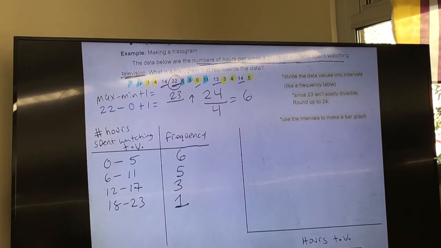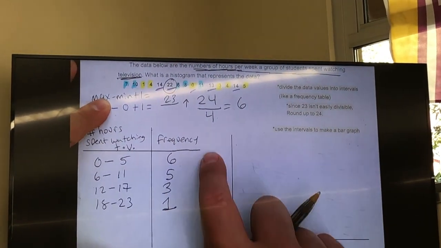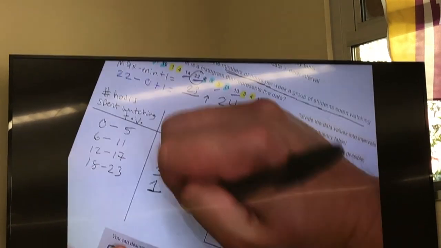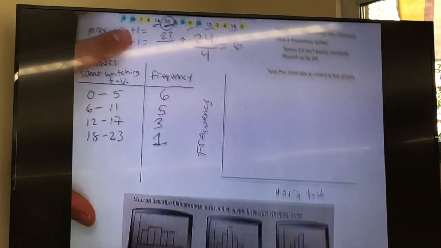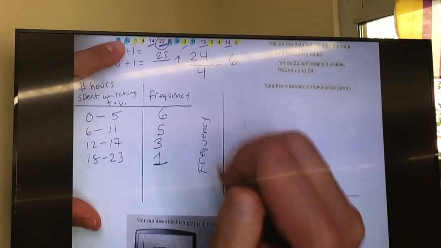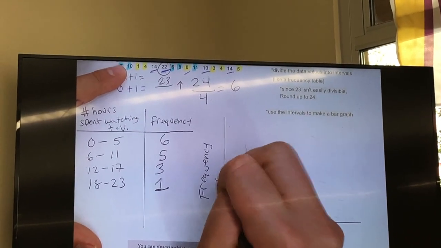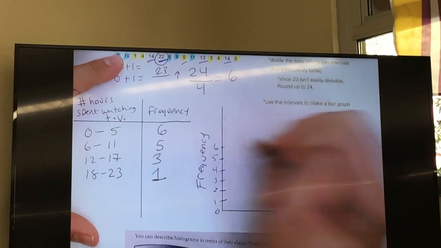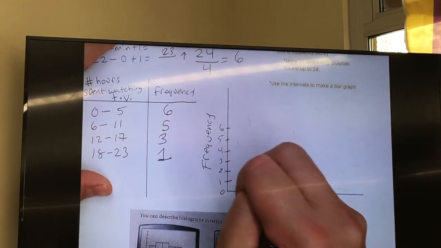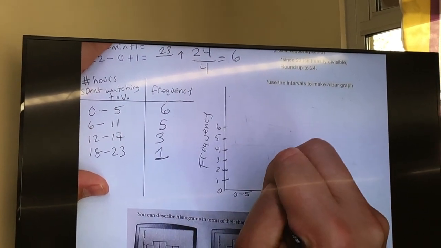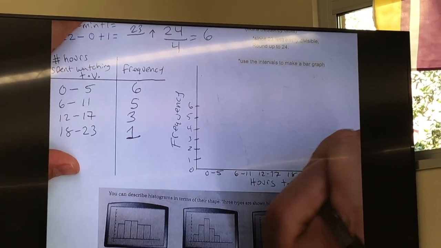Awesome. Now you just got to change this into a bar graph, right? So our left hand side, our y-axis, should just say frequency. And our max frequency is 6, so I'll go by ones, starting at 0, 1, 2, 3, 4, 5, and 6. And then our bottom will just be the categories. So we have the 0 through 5, 6 through 11, 12 through 17, and 18 through 23.